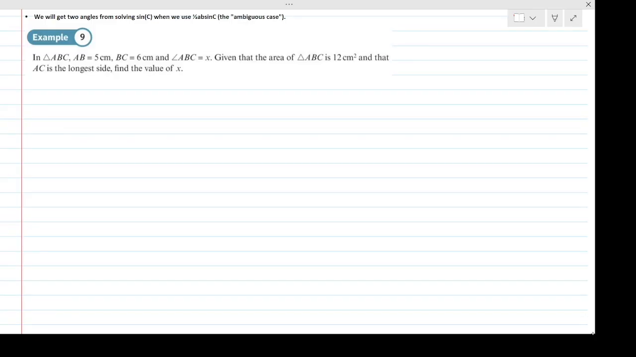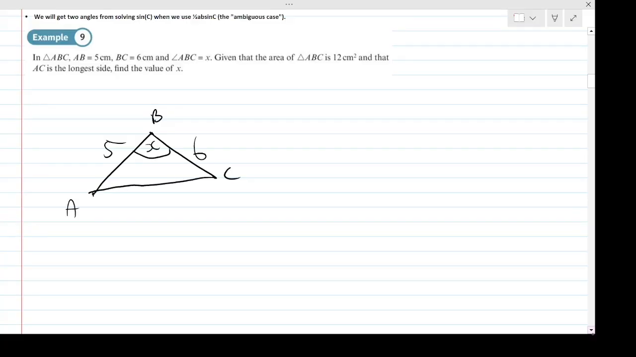Right. With these sort of questions where you've got worded questions and sentences, it's probably best to draw the triangle to see what we've got. So if I just draw a rough triangle, let's say this is point A, that's point B, that's point C. AB is 5, BC is 6, and angle ABC. B is in the middle here, so the angle's at B. That angle is called x.